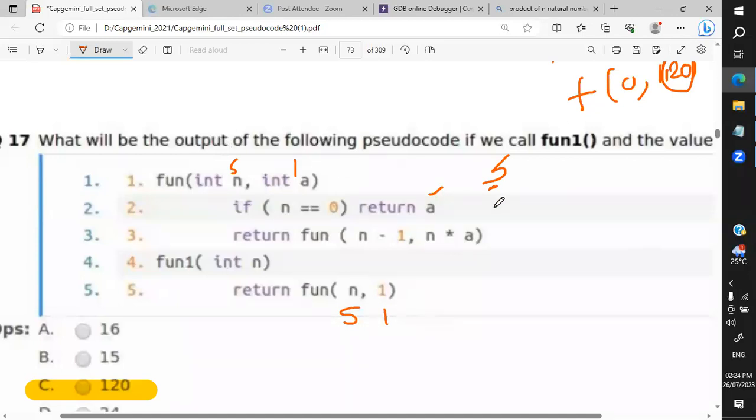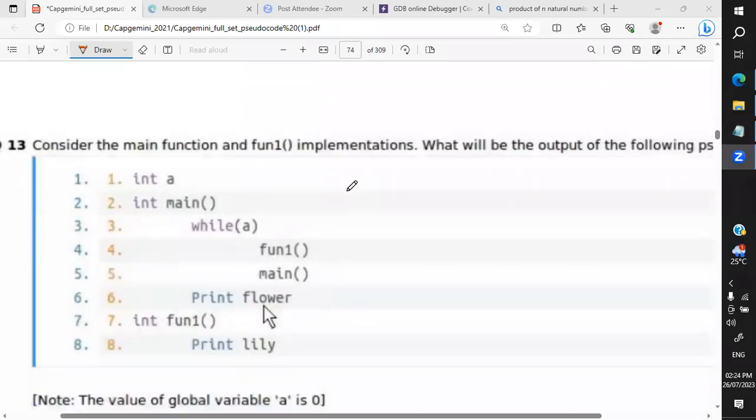Any doubts, anyone? I hope no. No responses means no. Okay, going for the next one. Try the next one. Okay, see this question, everyone, and try it.